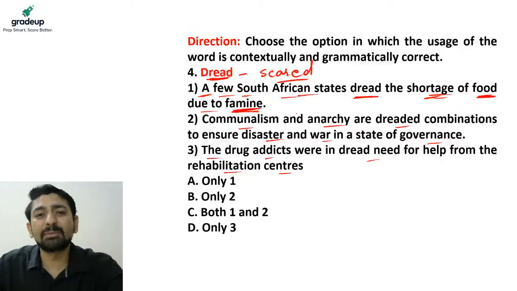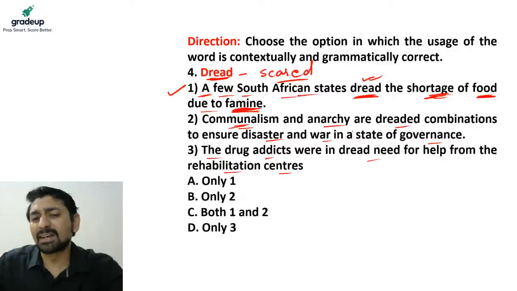You know what famine means? Akal, we call in Hindi, where there is dearth or scarcity of food for the normal citizens staying in that particular city or state. That's a famine. Okay, lack or dearth or scarcity of food. So they were afraid of the shortage of food. So in the first sentence, the meaning is absolutely right.